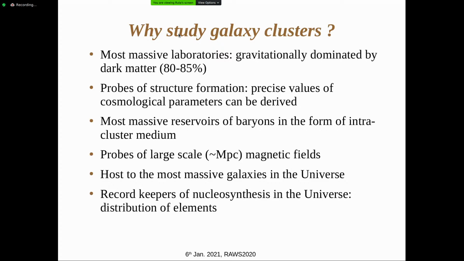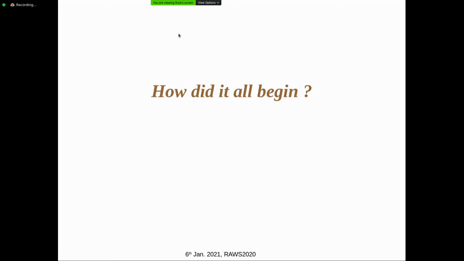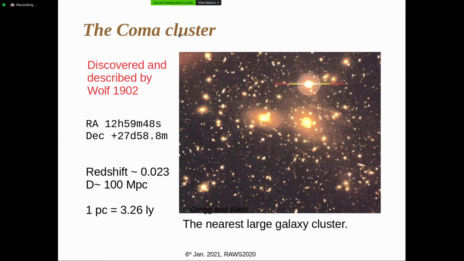So one other thing about galaxy clusters is that they are basically record keepers of nucleosynthesis in the universe. If you study the distribution of elements in the galaxy clusters, they give you another probe for how the different elements have formed in the universe. So there is enough motivation to study galaxy clusters, and these properties will tell us about the universe as a whole. So to go back a little bit, how did it all begin?